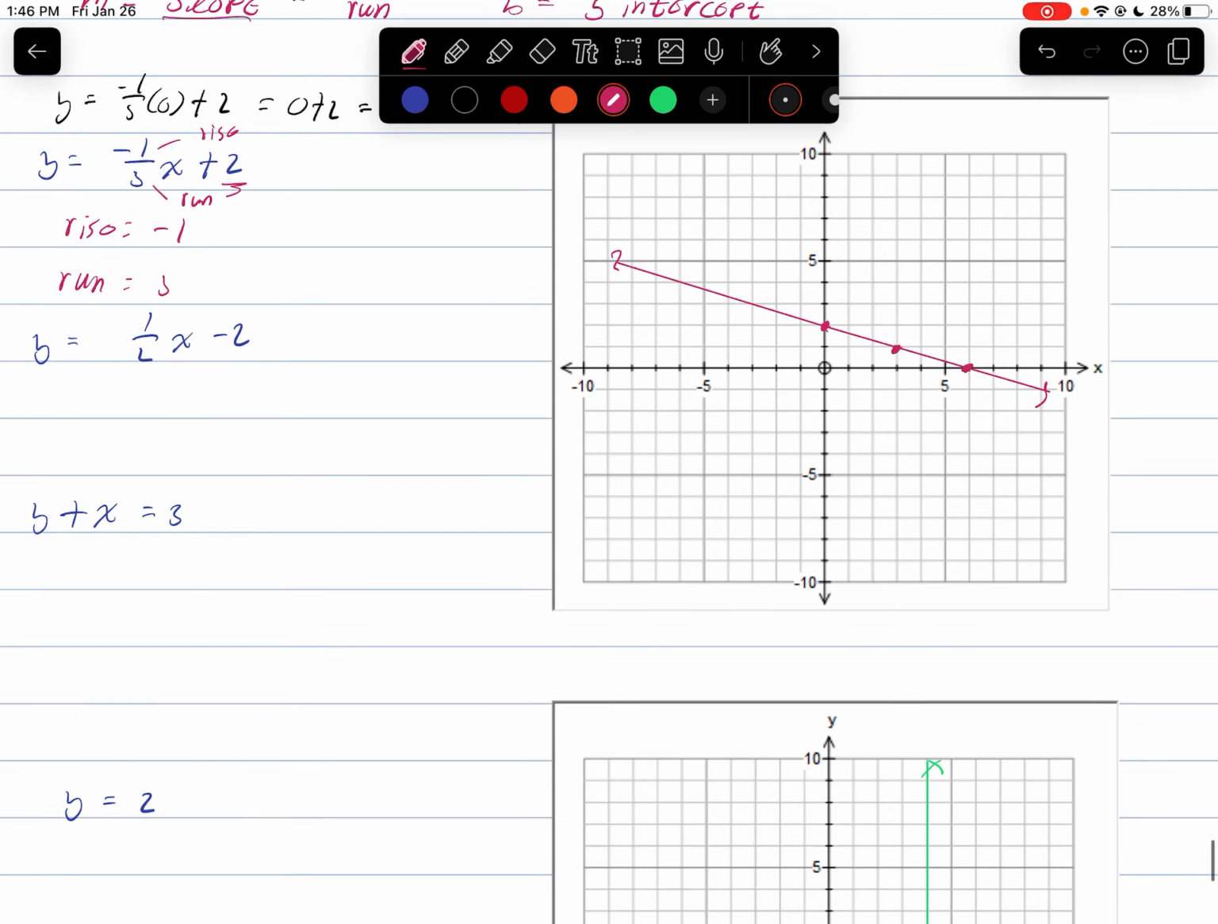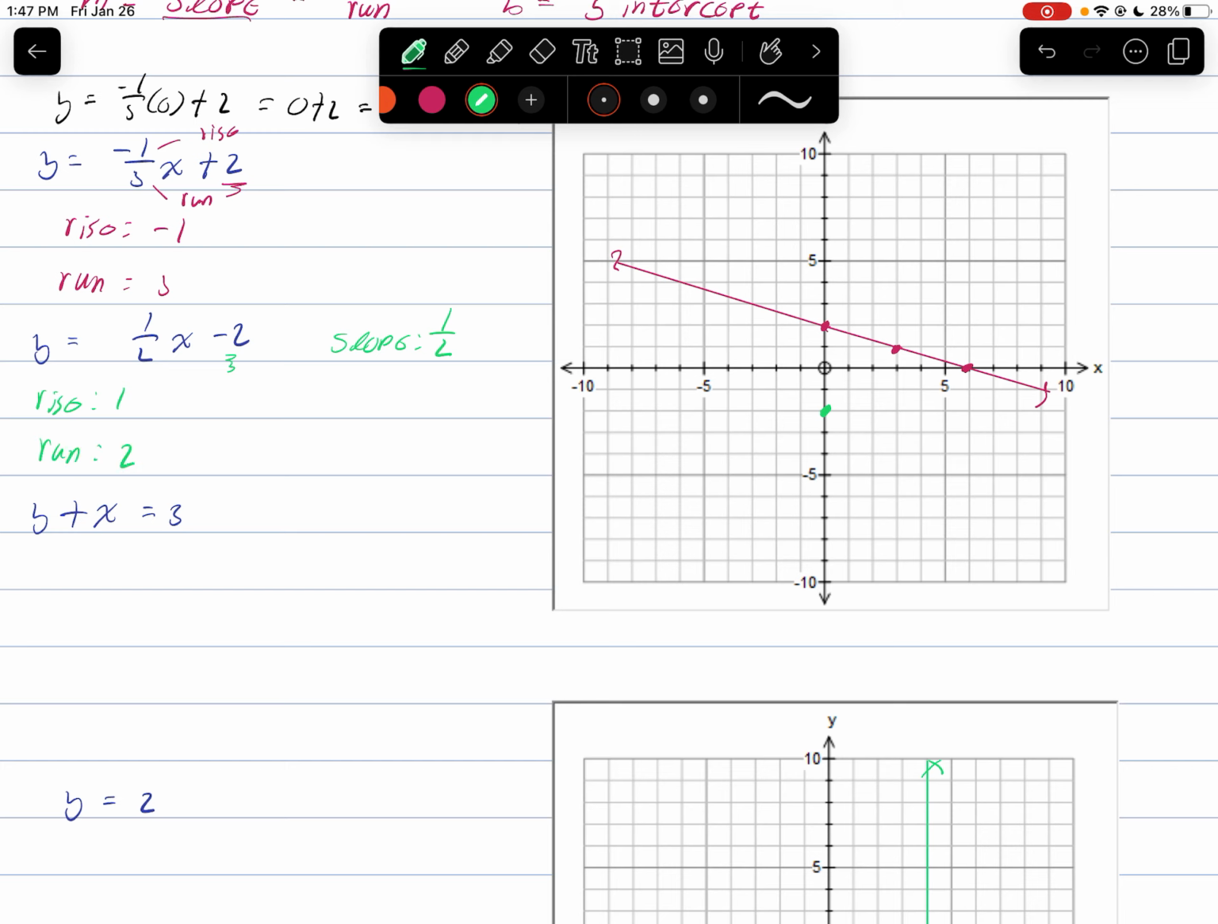All right, let's look at this next one. Here we have y equals 1/2 x minus 2. So the first thing we notice is our y-intercept. We use green here. Okay, so our y-intercept is -2. So we're going to go ahead and go down 2 on the y-axis. And our slope is 1/2. So our rise is 1, and our run is 2.